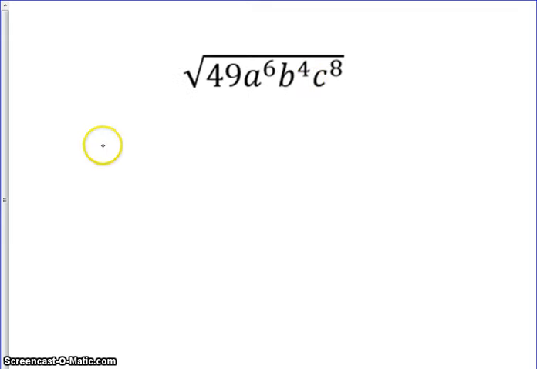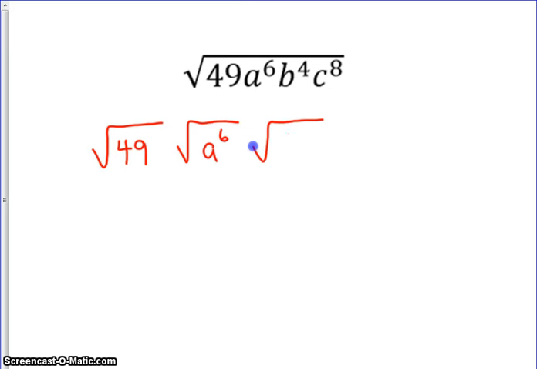All right, so here's our next one. Square root of 49 times the square root of a to the 6th times the square root of b to the 4th times the square root of c to the 8th. Now, the problem originally looked really awful and really long. So what we're doing is breaking this up into individual pieces, and we're handling it one piece at a time. When you were growing up, your parents didn't give you a steak and say, here, swallow it whole. They cut it into pieces that you could manage. So that's exactly what we're doing here. Cut it into pieces that you can manage.